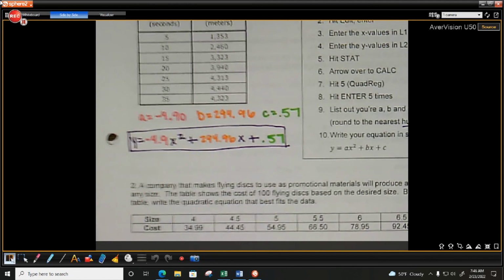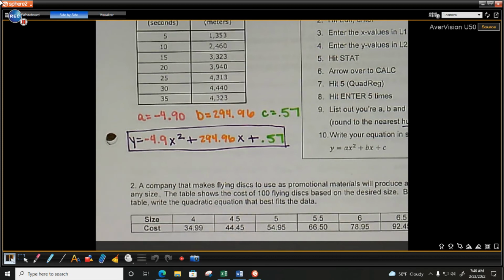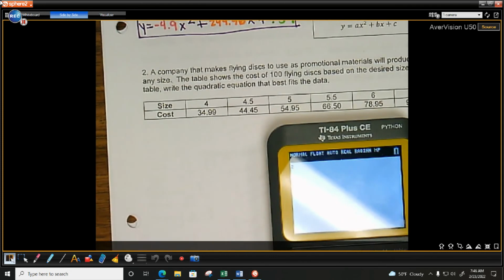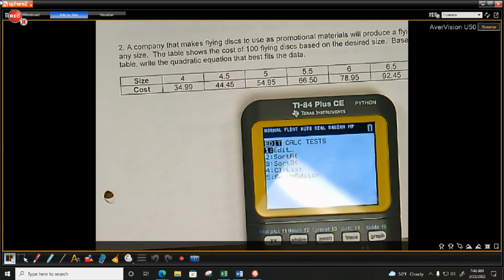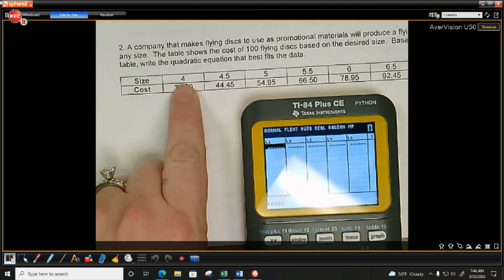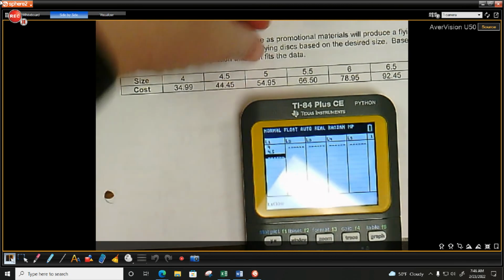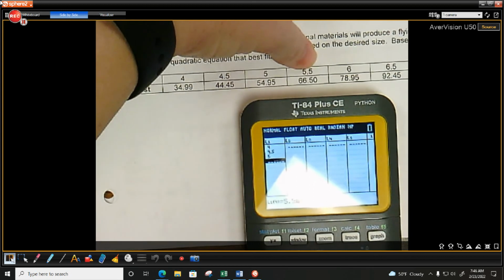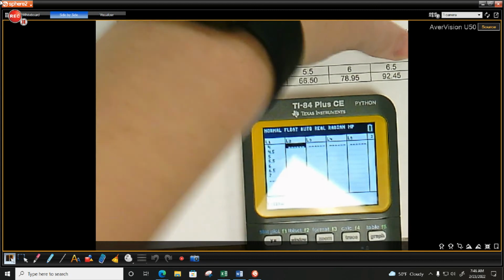Short day. Okay, what should I always do first? Clear the calculator. Second, plus 7, 1, 2. Then go to Stat, Edit. Your size is your X value. Then the cost is your Y value.